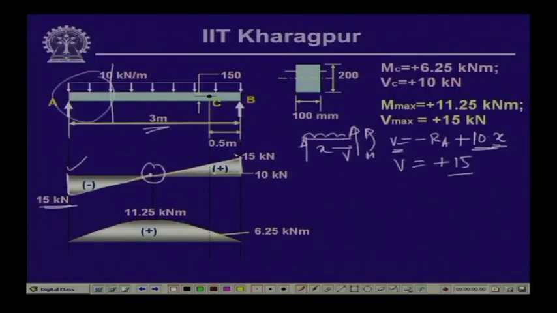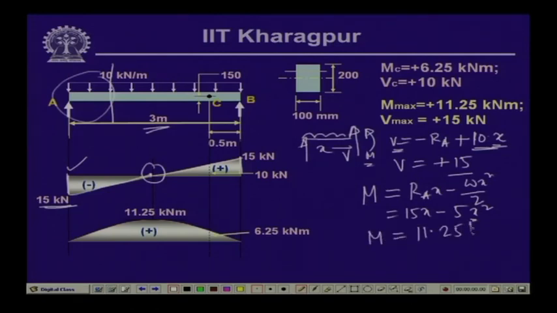Now, also if you compute the bending moment M, the value of the bending moment M is equal to RA into x minus W x square by 2. Now, RA is equal to 15. So, 15 times x minus, W is 10, so 5 x square. Now, at the center where x equals 1.5, if you compute, the value of the bending moment will be equal to 11.25 kilonewton meter. So, that is the maximum bending moment that we get corresponding to this 0 shear force.